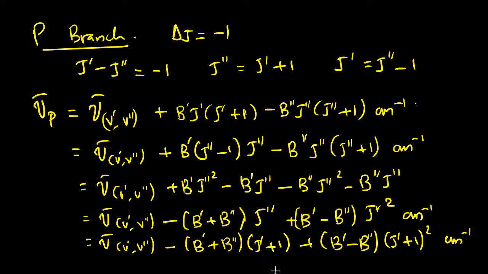And here, what are the possible values of j prime? See, here this is a delta j is equal to minus 1 transition. What is j prime? J prime is the rotational quantum number in the upper level. And you are considering delta j is equal to minus 1 transition.